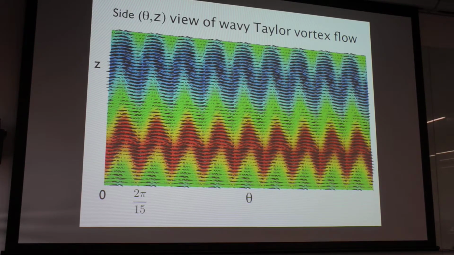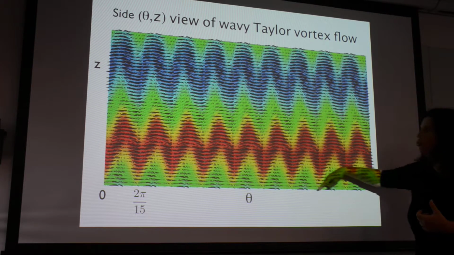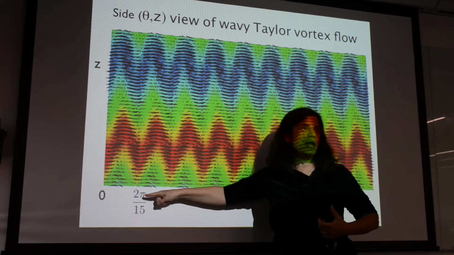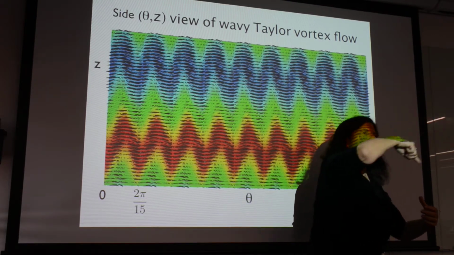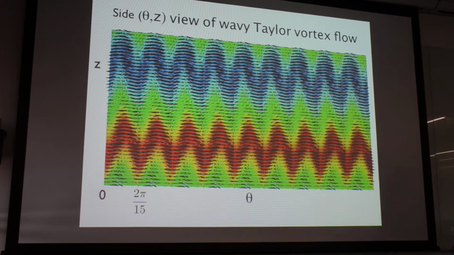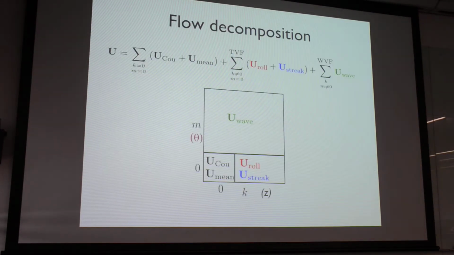And here is a picture all the way around of the wavy vortex flow. So you see the waves. This is the vertical direction. This is the theta. It's been unwrapped, so this is a whole 2 pi's worth. Here there are 15 waves. So as you go around, there are 15 waves like this. And what you're seeing is positive and negative radial velocity in the midplane.